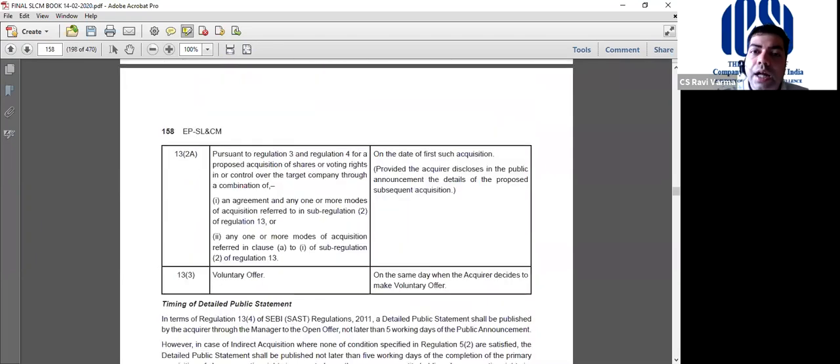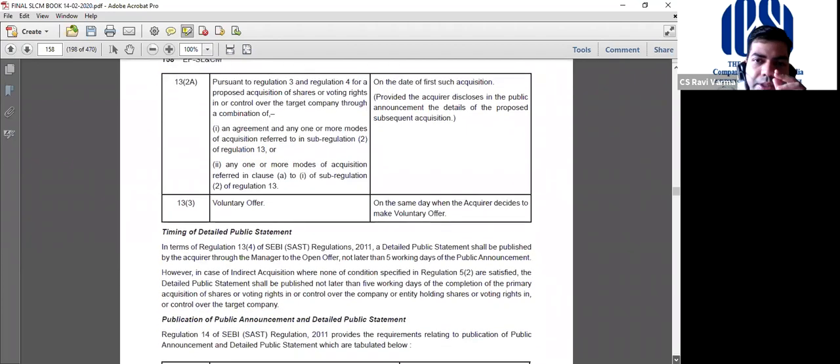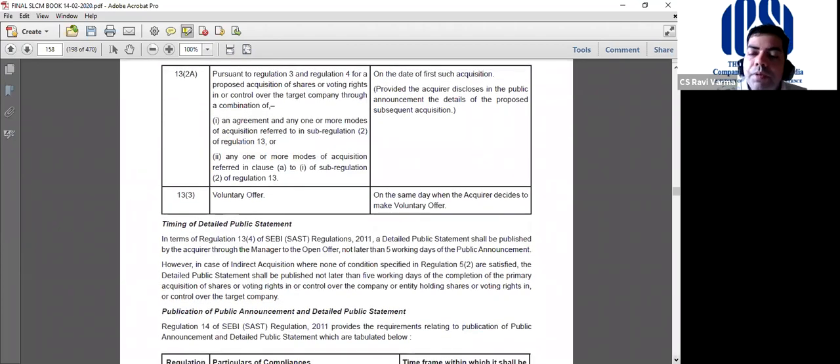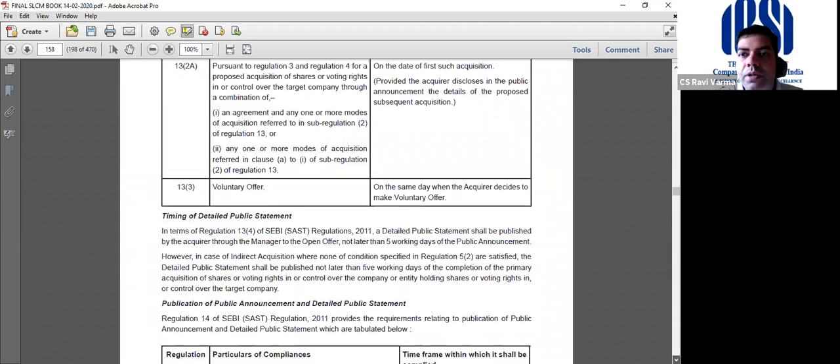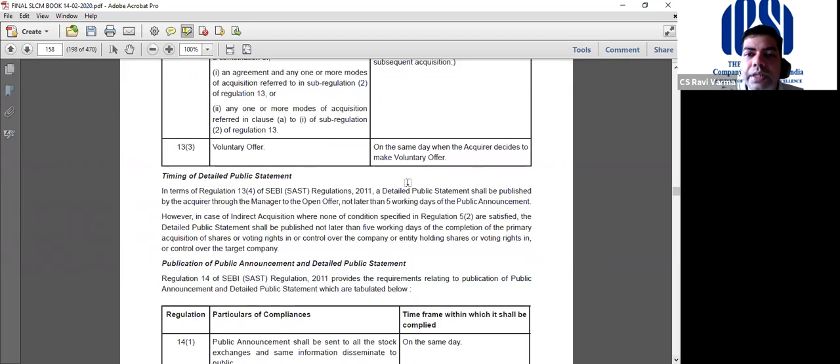Then, after this public announcement, which is very short, where I will say my intention is there, there will be a detailed public statement, which is called DPS, not Delhi Public School. It's a DPS, detailed public statement, which should be made within 5 working days of the public announcement.